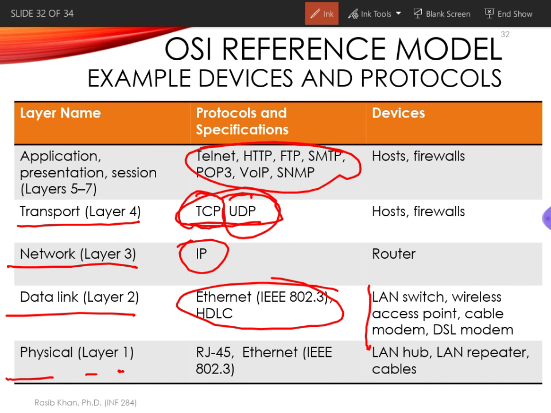And the physical layer, these are more hardware and tangible devices. The RJ45 is the most common connector port that you find for LAN cables, and anything that supports these physical media and the connection of the physical medium uses the physical layer.